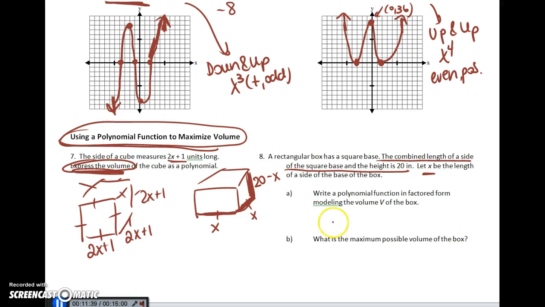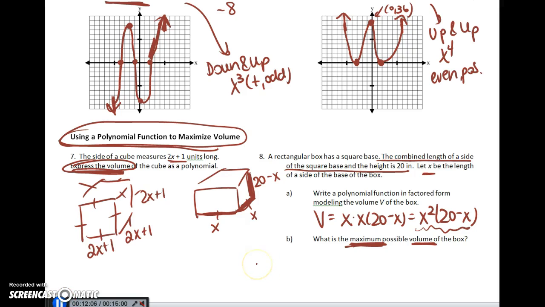Now we're going to go ahead and write the volume. Length times width times height. So we can just write this as x squared times (20 minus x). Now it asks what is the maximum possible volume of the box. So let's go ahead and graph this function and then look for the maximum. Pause me, plug it into your y equals, and let's take a look at the max.